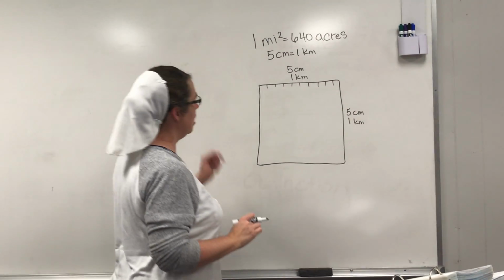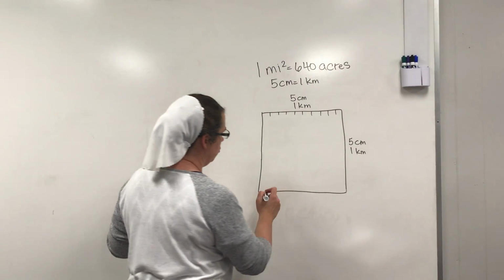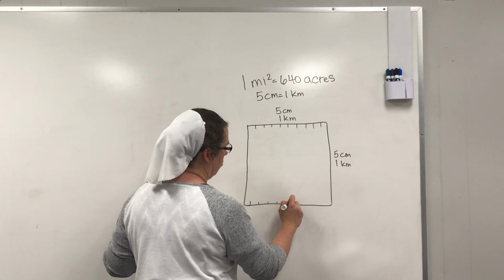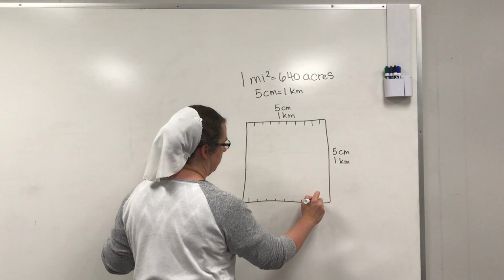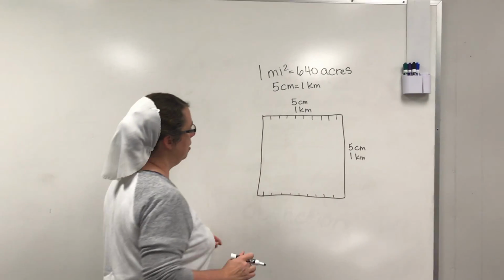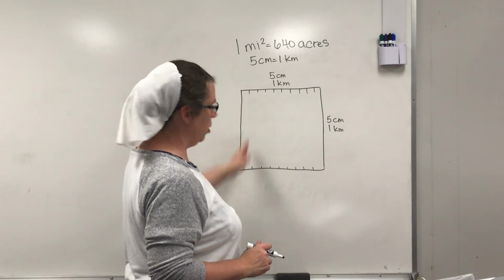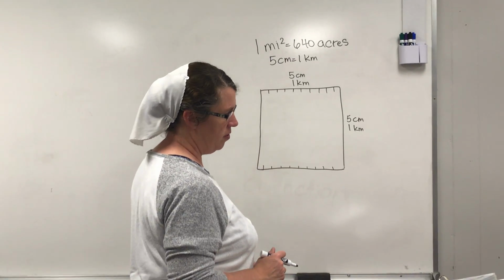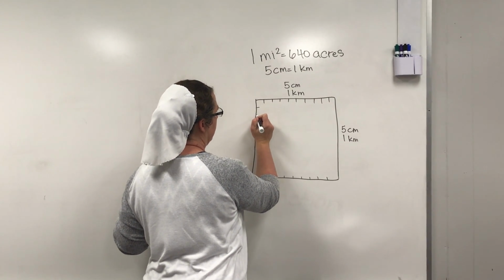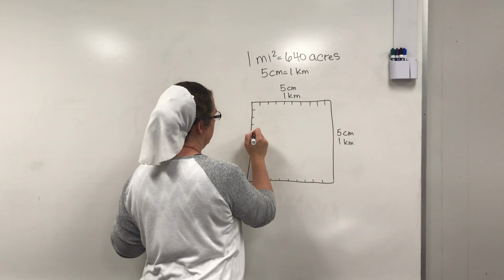That's right. Should come out like that. And you're going to do that just like this all the way across, okay? Then you're going to take your ruler and connect the tick marks. And you're going to do it on all the sides. Each side should have 10 tick marks.